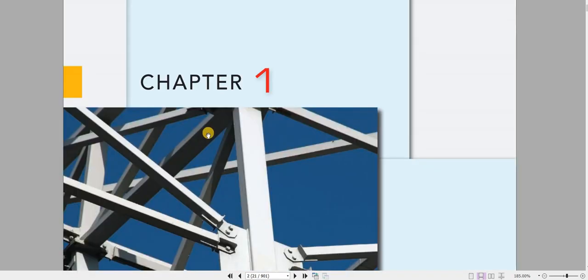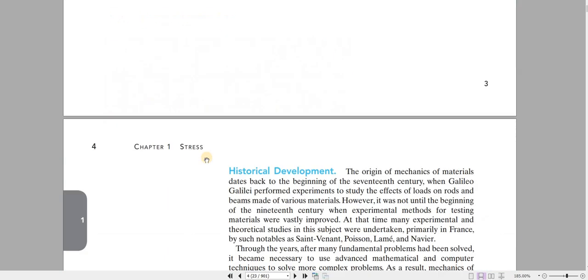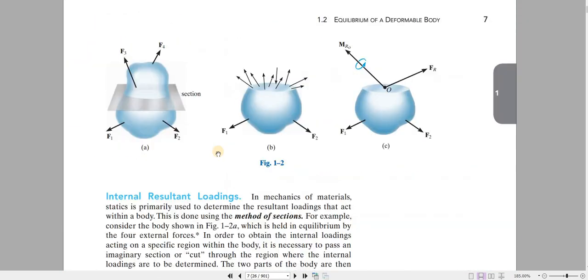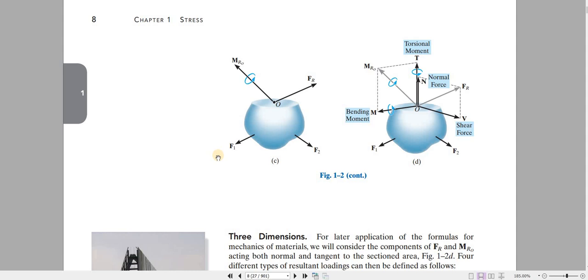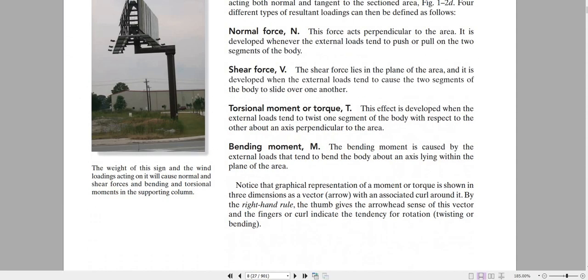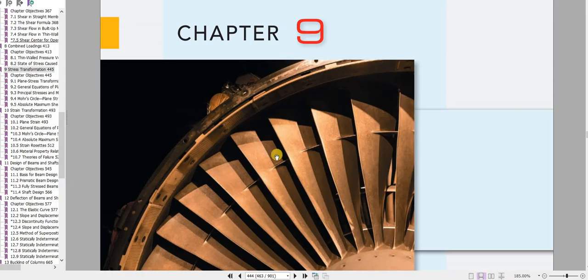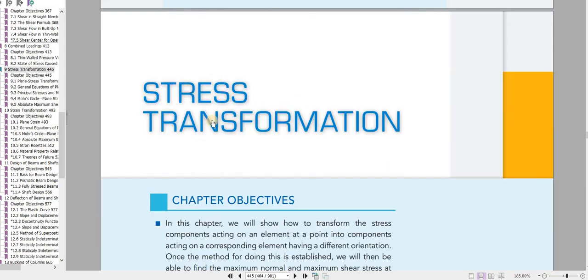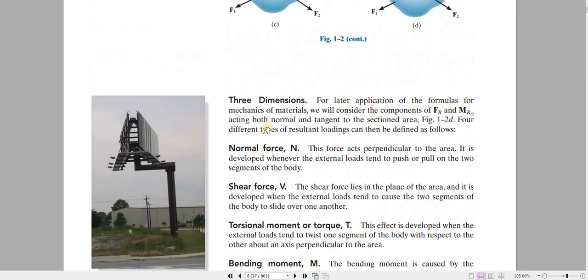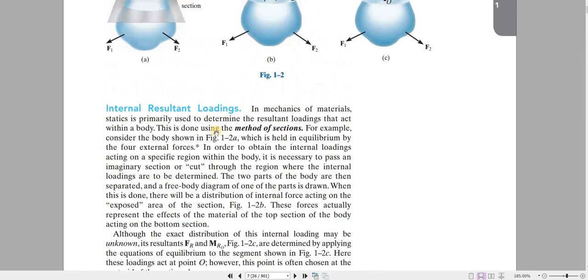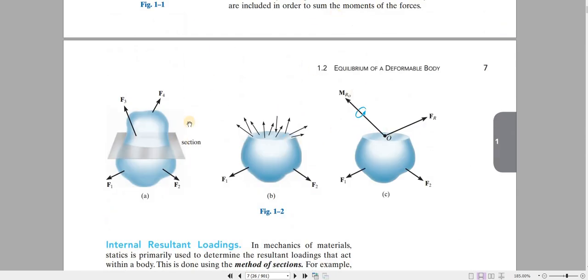chapter number 1. We will start with a brief introduction to stress and components of stress, and then we will be coming to our actual topic, which is stress transformation. So just a quick revision. Let me start with this figure to illustrate what we are doing over here.